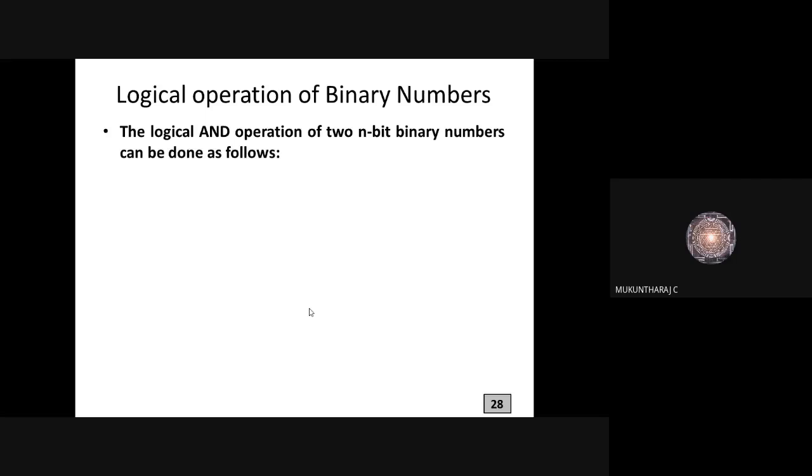If both inputs A and B are 4 bits, then how can we perform logical operations? AND operation, OR operation, XOR, XNOR, NAND, NOR. How to do these kinds of logical operations on multiple-bit inputs? We'll start with the AND operation. Logical AND operation of two n-bit binary numbers can be done as follows.